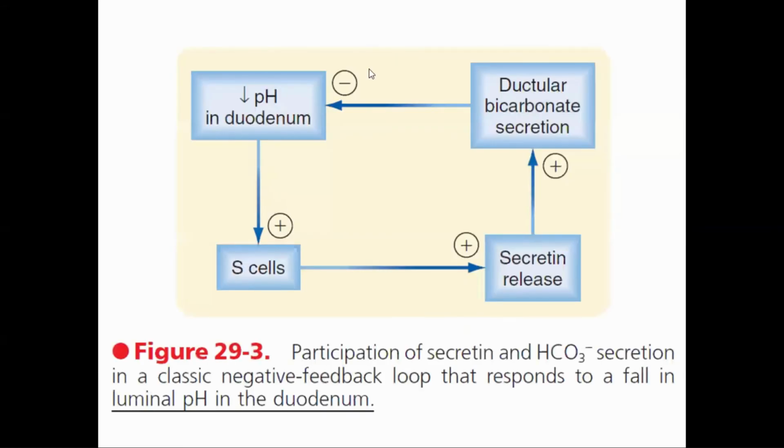So look at this figure also. Whenever there is a decrease in pH in the duodenum, the S cell, the secretin-secreting cell, is stimulated. It stimulates the release of secretin. Secretin increases the ductal bicarbonate secretion. Whenever the ductal bicarbonate secretion is released, there is an increase in alkalinity of the duodenum. The acidic chyme is neutralized in the duodenum.